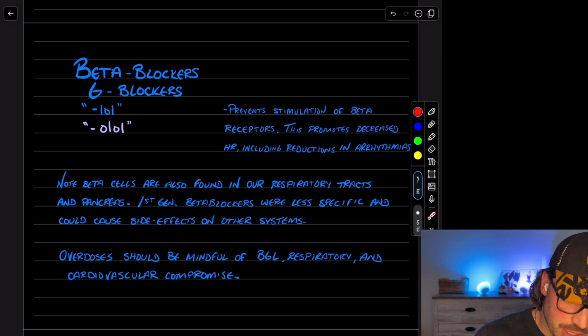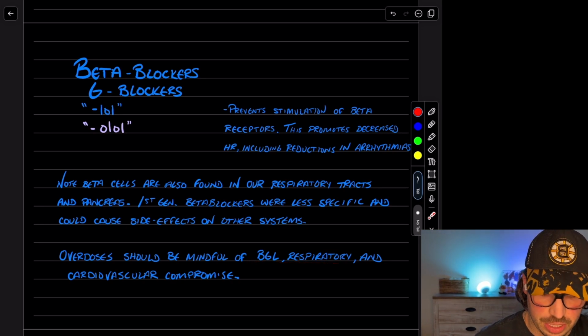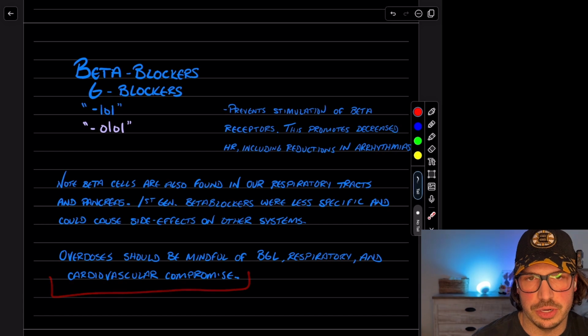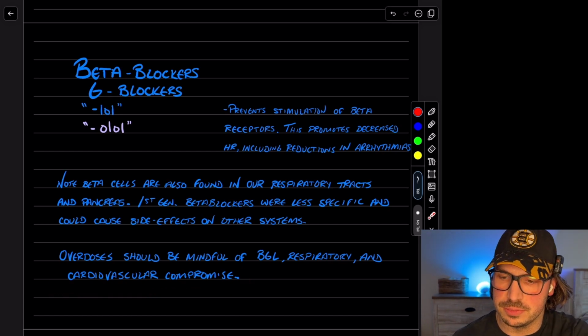So one thing to keep in mind when you're looking at overdoses potentially, and I wrote down here too, keep an eye on your blood glucose, respiratory effort, and obviously your cardiovascular levels when you're dealing with beta blockers.